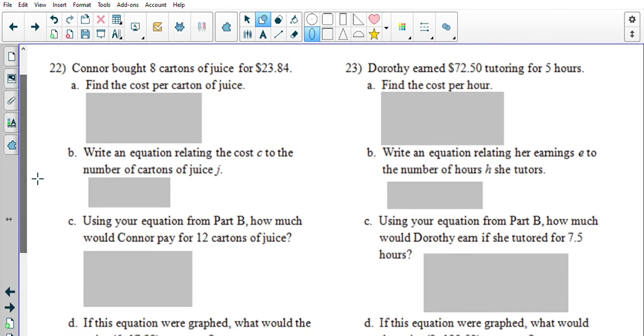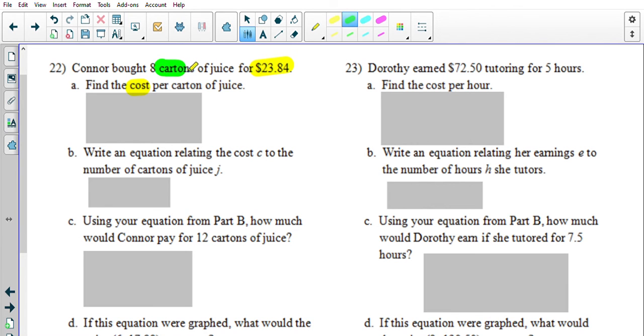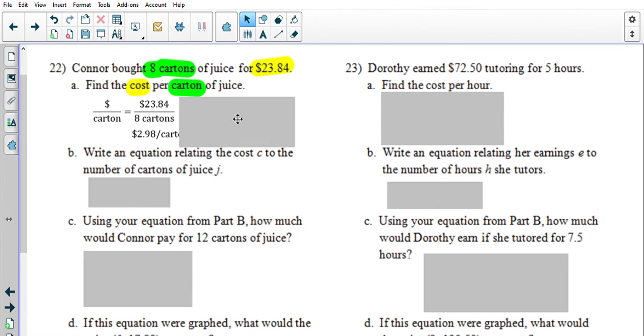So number 22, it says, Connor bought 8 cartons of juice for $23.84. Find the cost per carton of juice. So it's a unit rate here. We've seen that since the beginning of our unit. So cost per carton, take your cost, $23.84, divided by the number of cartons. In this case, that's 8. So we'll do $23.84 divided by 8 cartons should be $2.98 per carton.